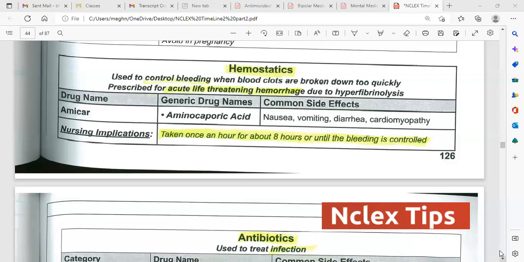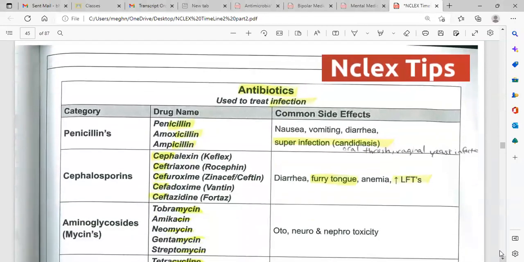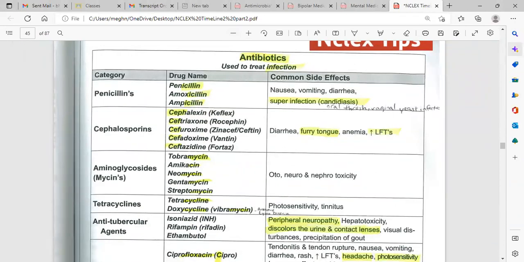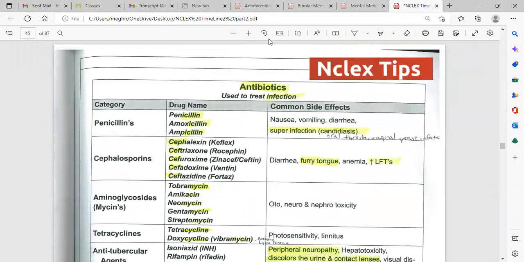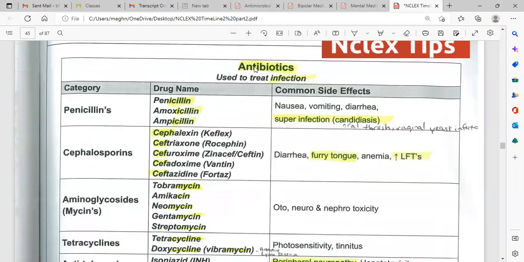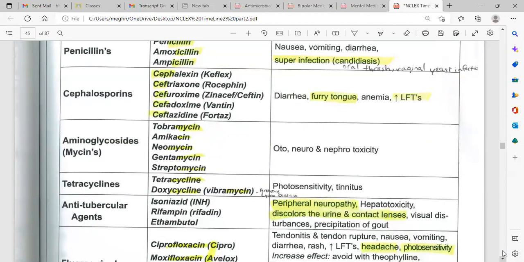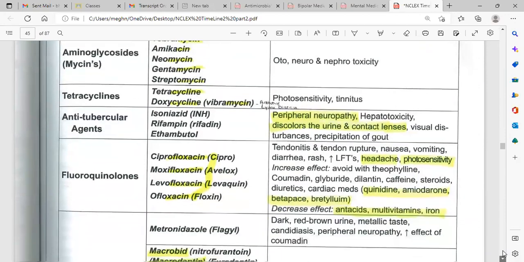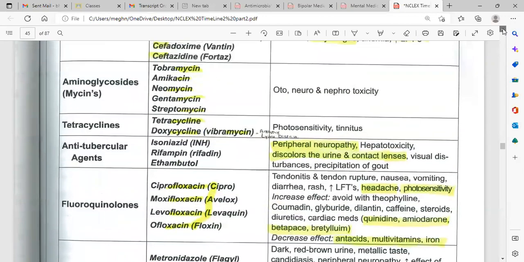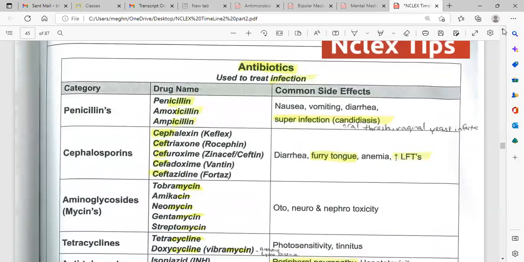The next group of drugs we are going to talk about for the NCLEX board is antibiotics. Okay, so let me show you what groups we are going to talk about. Antibiotics: penicillin, cephalosporin, then aminoglycoside, tetracycline, antitubercular drugs, fluoroquinolone, antibacterials, and macrolide. I'm going to explain one by one, and it is important for our NCLEX board.